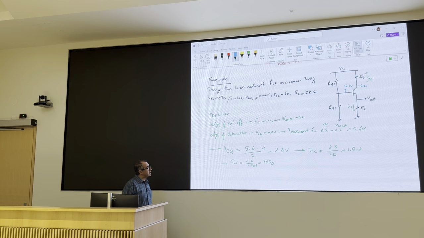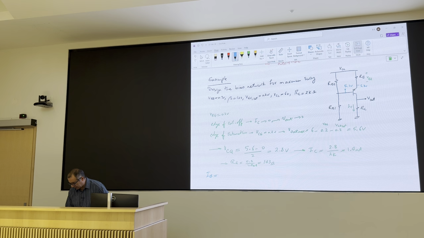Okay, so I have 5.1 volts at the base, and I need to figure out RB1 and RB2 so that I get that value. I can figure out IB. IB is going to be 1.4 milliamps divided by beta, so that's 14 microamps. I choose my I_DIV to be 10 times that. And now I can find RB1.